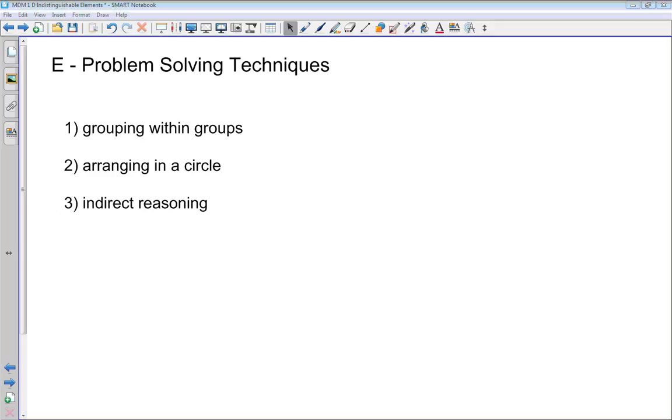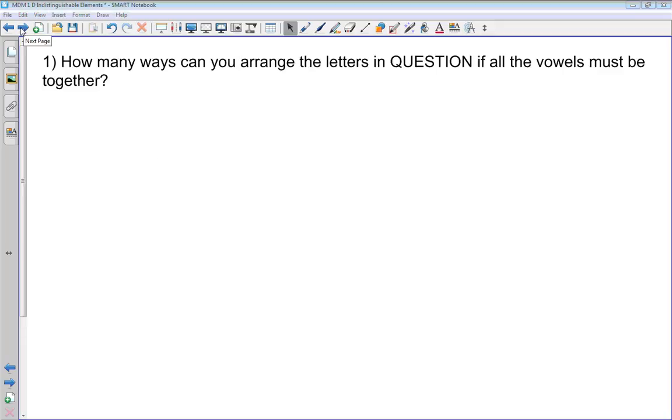And the third one is a topic we've encountered already, but you're going to get a lot of practice using in this course, figuring out probabilities or a number of arrangements using indirect reasoning. So let's look at our first problem here. How many ways can you arrange the letters in the word question if all of the vowels must be together?